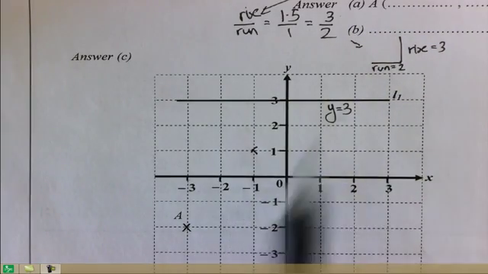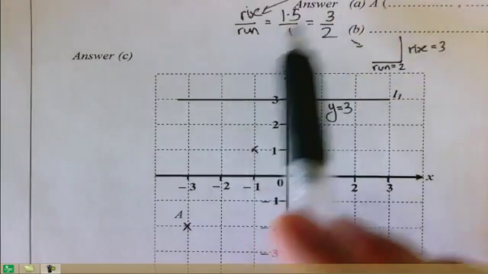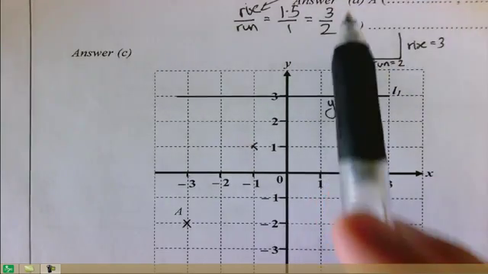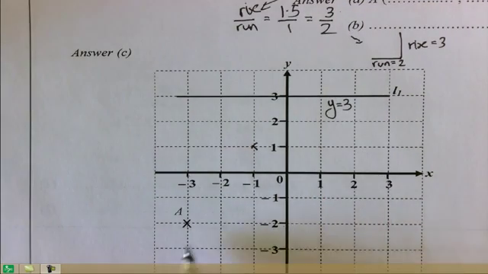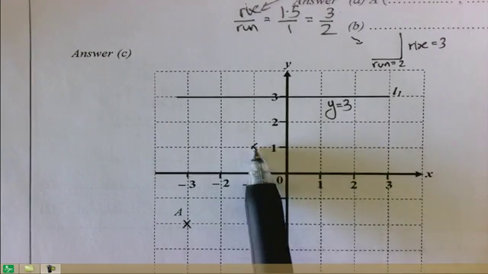1.5 is hard to plot, so I multiply by 2, multiply by 2. My rise is 3 and my run is 2. So my run is 2, my rise is 3. I get this point here.